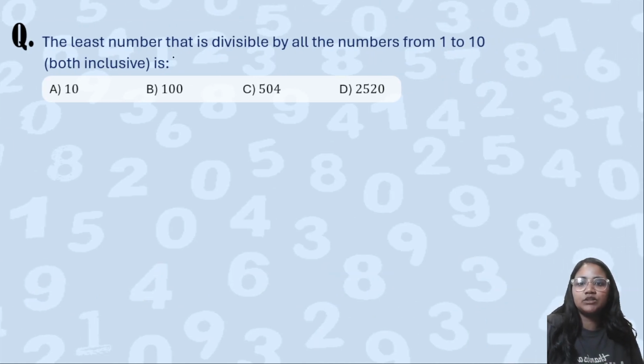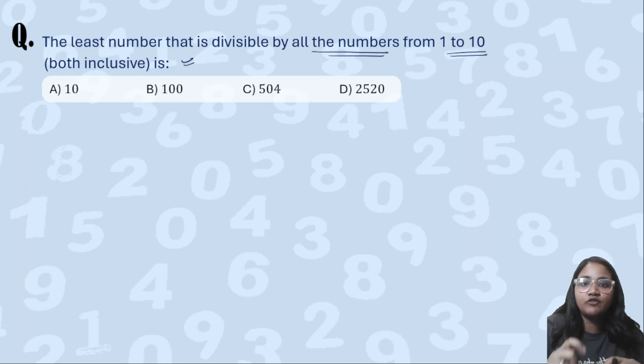The least number that is divisible by all the numbers from 1 to 10, both inclusive, is... So now you have to first understand what you need to calculate in this question, HCF or the LCM. Okay, the least number which is divisible by all the numbers from 1 to 10.